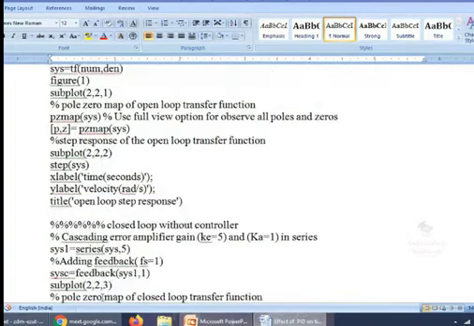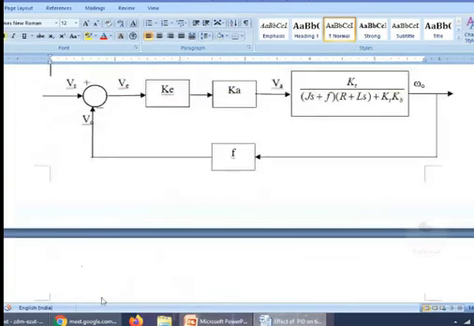Next one, closed loop without controller. That was the open loop system. Here, in the closed loop system, I am bringing in the feedback with a gain of 1, unity feedback, which means at this junction, I am introducing these two values.